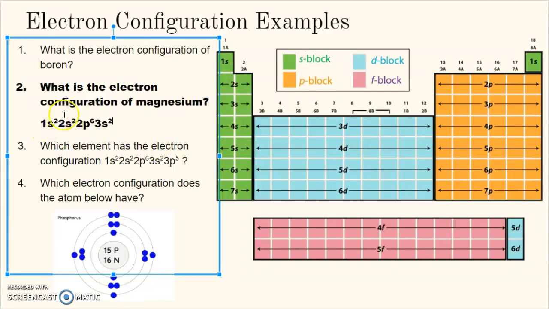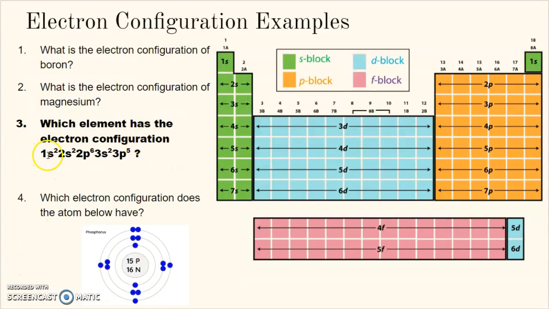And so we have a total of 2, 4, 10, 12. And the atomic number of magnesium is 12. So that makes sense. 12 protons, 12 electrons. This is the complete number of electrons for that element. Okay, next question.